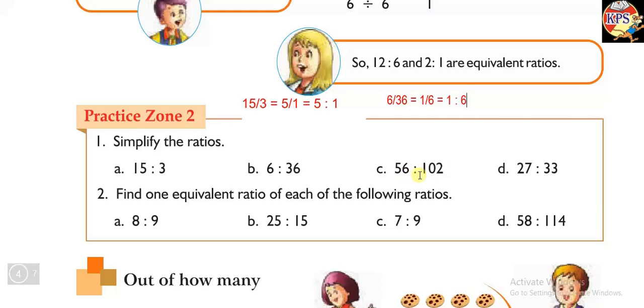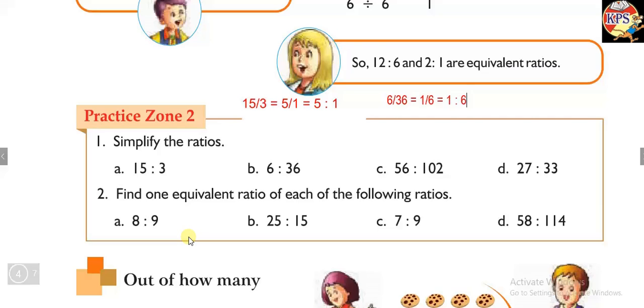You have to do these questions like C and D or A and B. You have to solve all the questions in your concept book. And in second number you can see: find one equivalent ratio of each of the following fractions. So here the equivalent ratio is given.